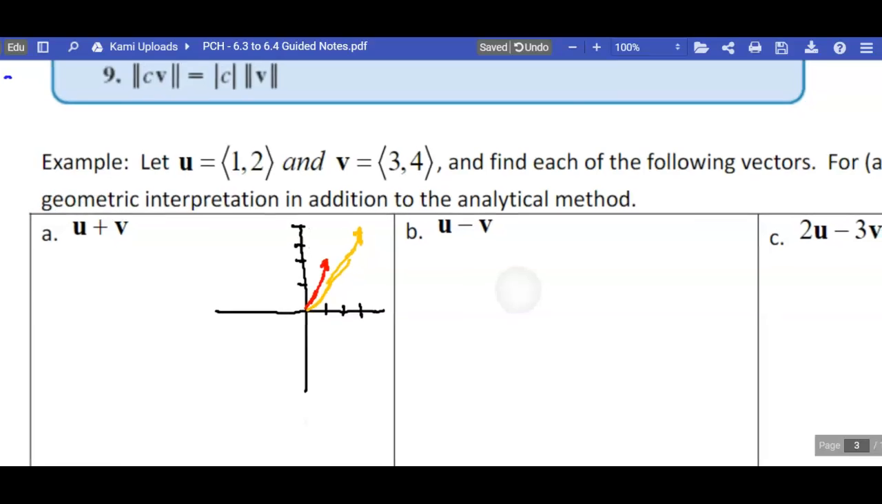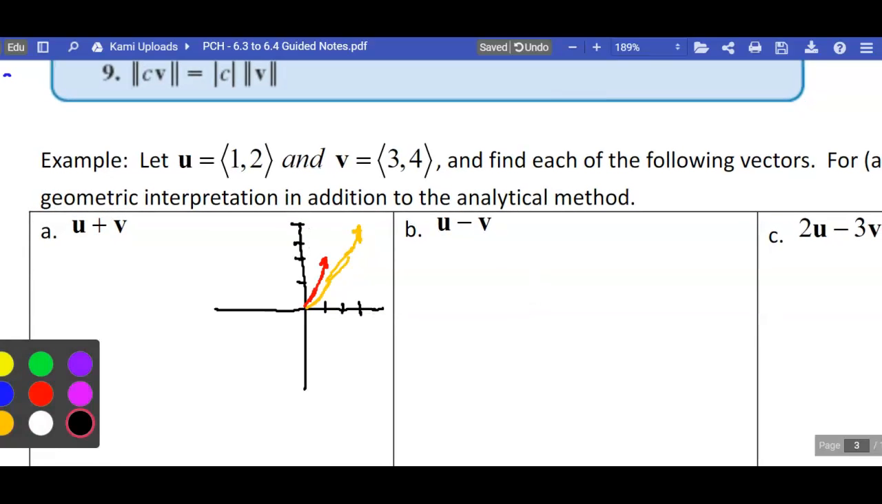I'm just going to use the parallelogram method. So I'm going to draw a side parallel to the orange one that goes this way. And I'm going to draw another side parallel to the red one. That's not very good.